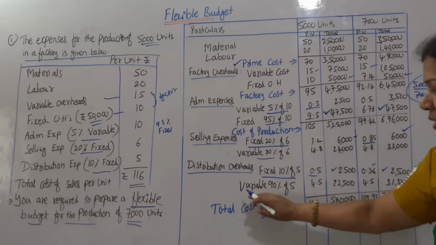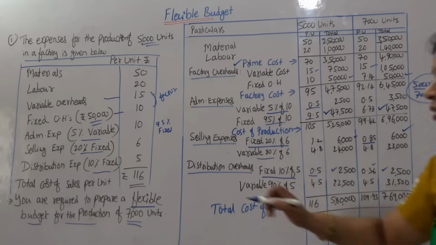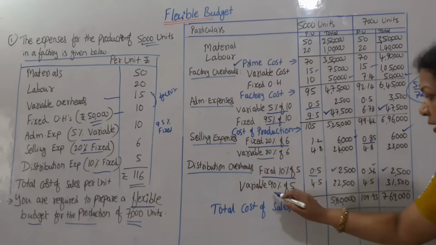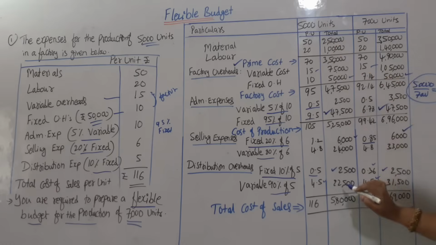In the same way, now for variable: fixed is 10%, variable is 90% of 5. 90% of 5 is 4.5. Okay, 4.5 is written this side and that side, and 4.5 into 5,000 units is 22,500. 4.5 into 7,000 units is 31,500.